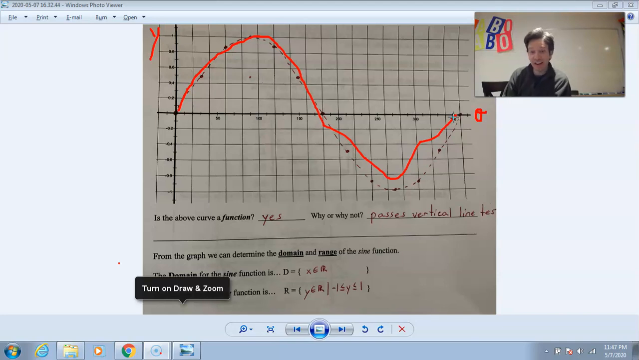Now it's actually a sine function. Well, how do we know that? Because at any point you can do your vertical line test and see that the function only passes through one point in our vertical line test. So yes, a sine wave is a sine function.